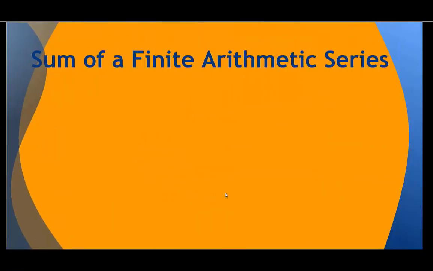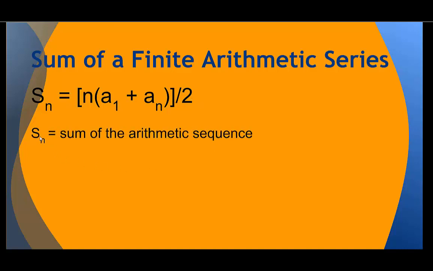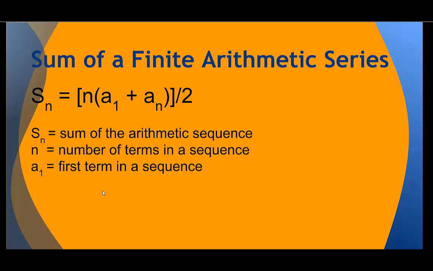So what if we were trying to find the sum of a finite arithmetic series? We would use the formula S of n is equal to n times a sub 1 plus a sub n, all divided by 2. S of n equals the sum of the arithmetic sequence. N is the number of terms in the sequence. A sub 1 is the first term in the sequence. And a sub n is the last term in the sequence.